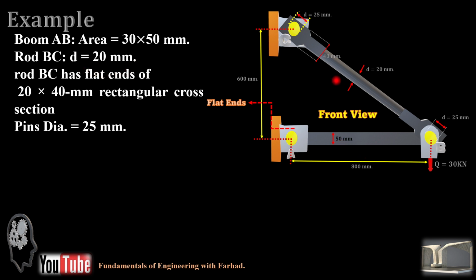Rod BC is 20 millimeters in diameter and has a rectangular cross section with a dimension of 40 and the thickness of 20 millimeters, and all the pin diameters are 25.